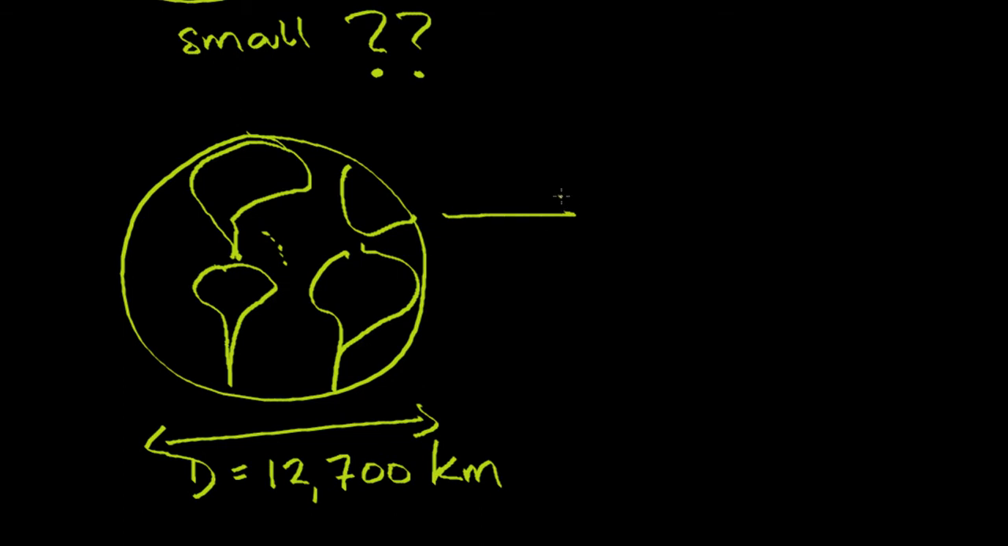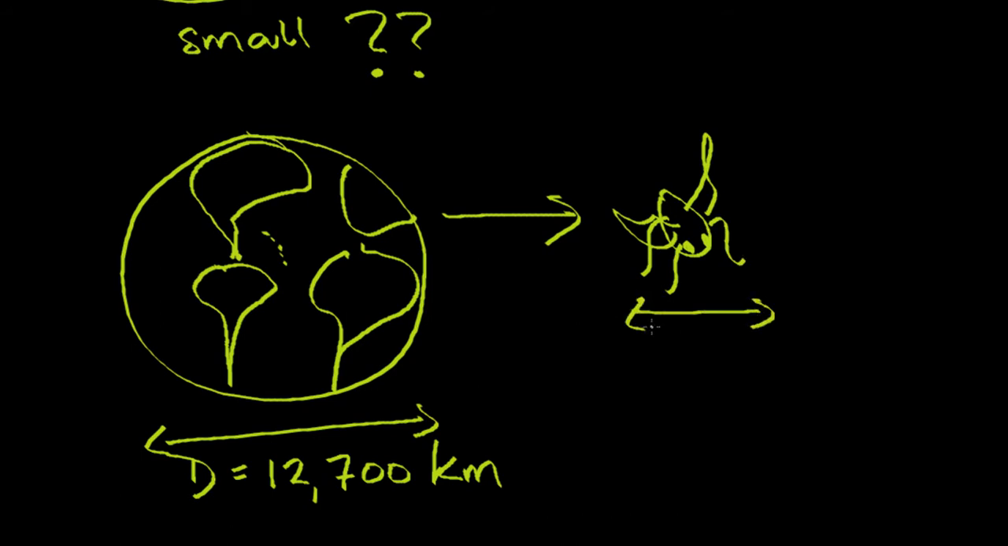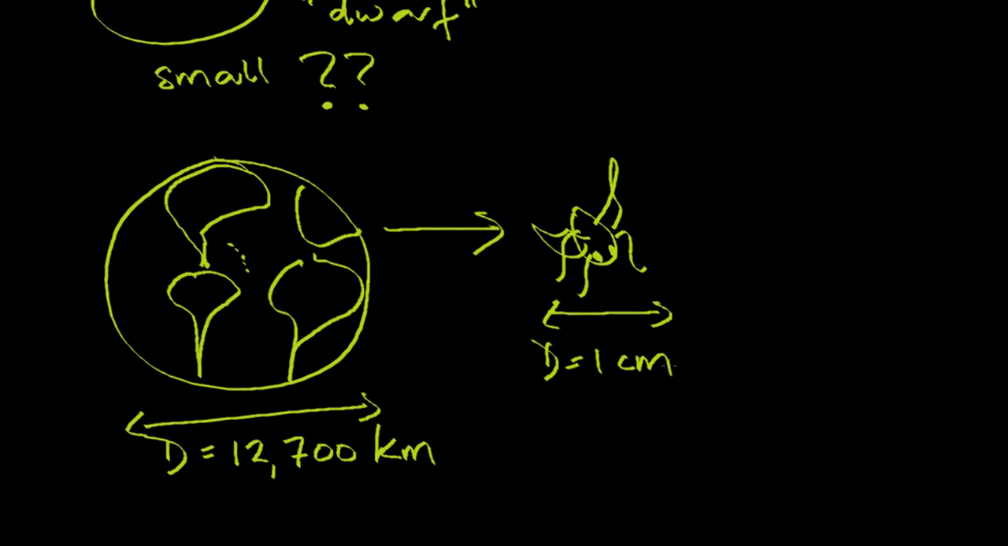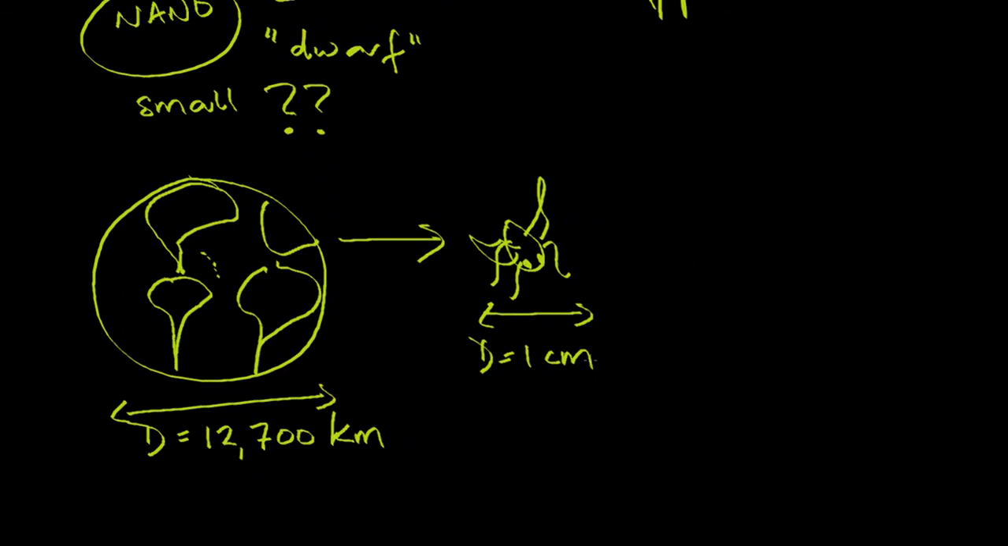But if we took that quite a few steps forward and looked at the size of a fly, my drawing skills really being put to the test today. The average diameter of a fly is about 1 centimeter or 1/100th of a meter. So this is already 1 billion times smaller than the Earth.